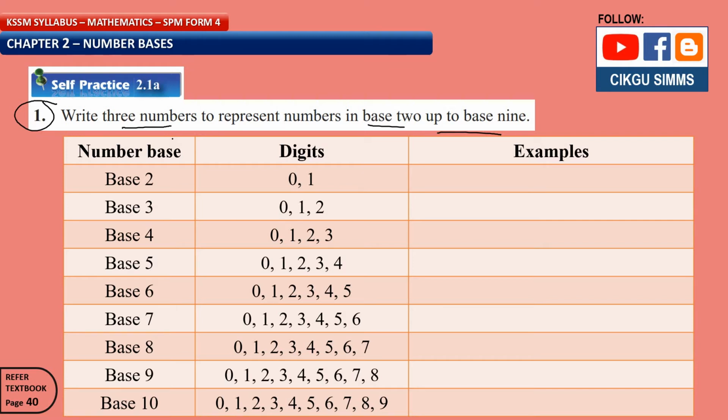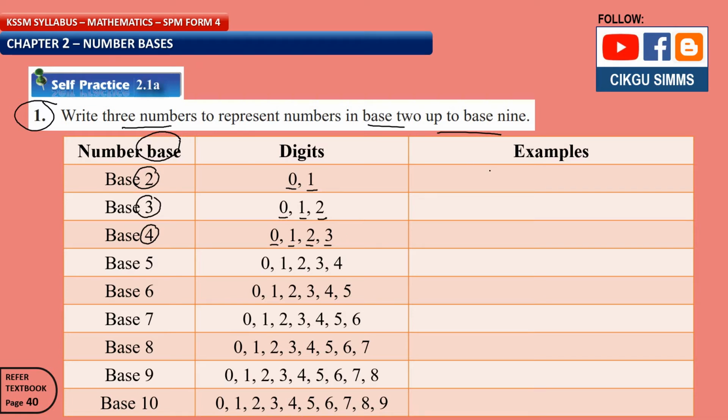Okay, so first you need to know the meaning of base. For base 2 you have 2 different digits, so you can only use 0 and 1. For base 3 it's the same. You have 3 different digits, 0, 1, and 2. You can notice that for base 4, all the digits are less than the number 4. You cannot have numbers which are bigger than the number 4.